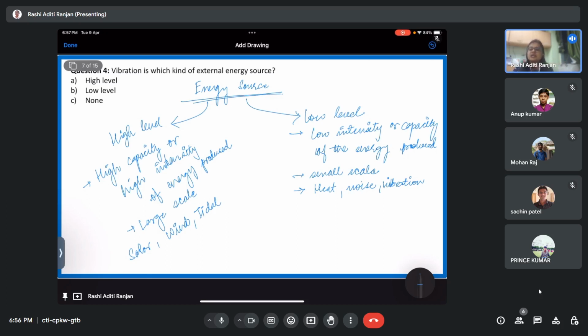So as the question says, vibration is which kind of energy source? So it is a low level energy source. However, we can use it in order to produce energy which will be further used for the charging or operating of some small appliances, etc. Likewise, you can also use noise that is being produced by machines. We can take whatever energy is being lost by the noise, and then we can operate some other small equipment through it.